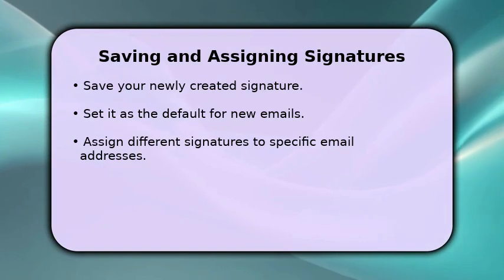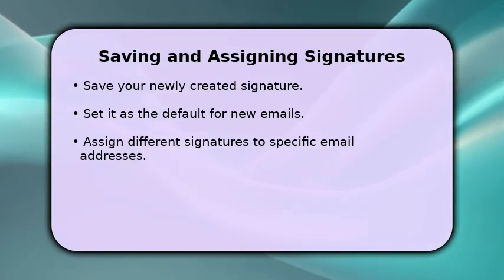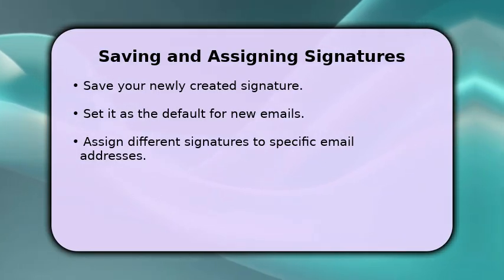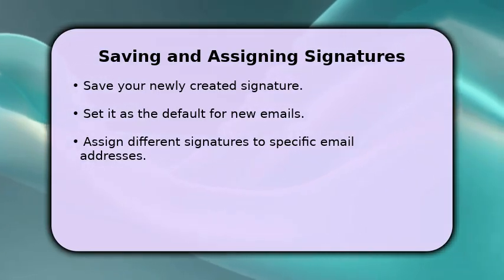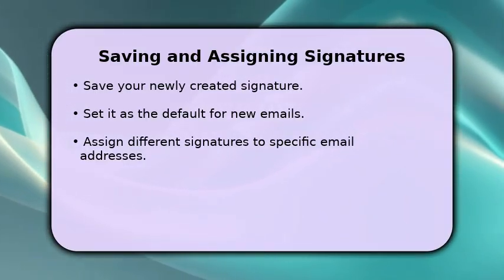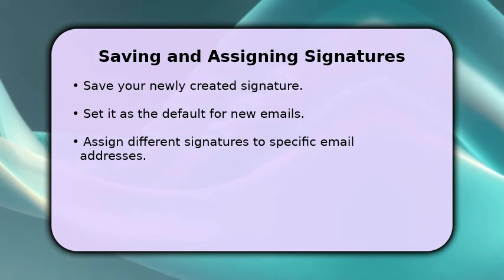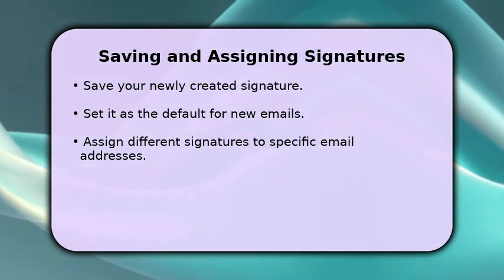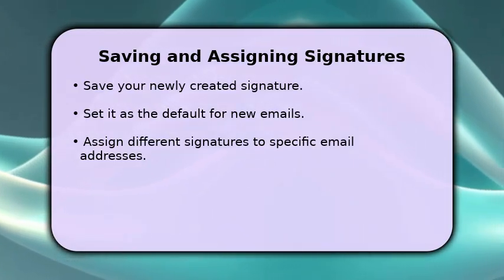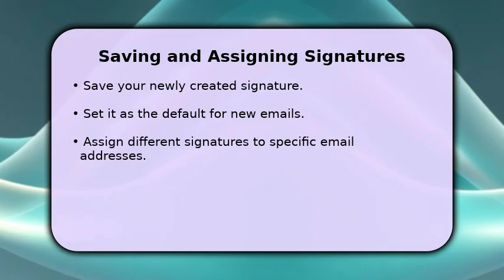After crafting your perfect signature, remember to click the Save button. You can then set this new signature as your default for all outgoing emails. Zoho Mail also allows you to create multiple signatures and assign them to different email addresses or specific scenarios, giving you great flexibility. This ensures your professional closing is always ready.